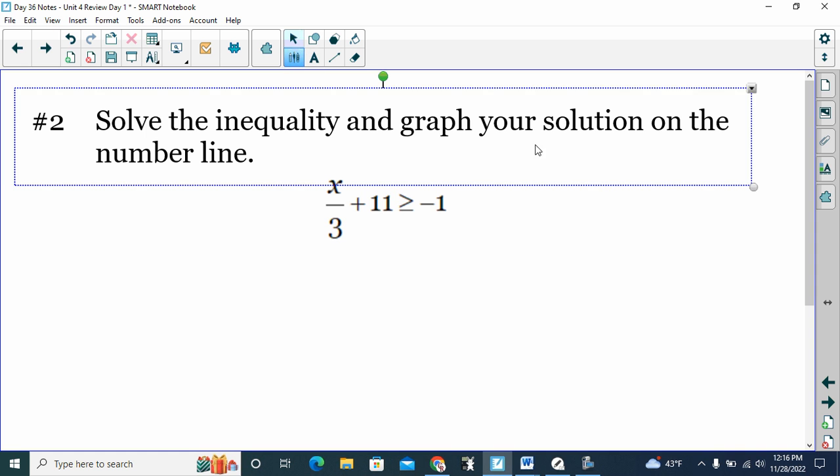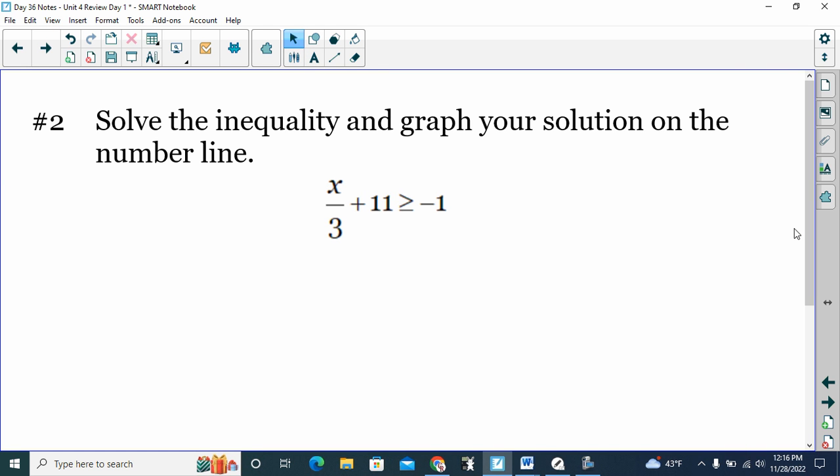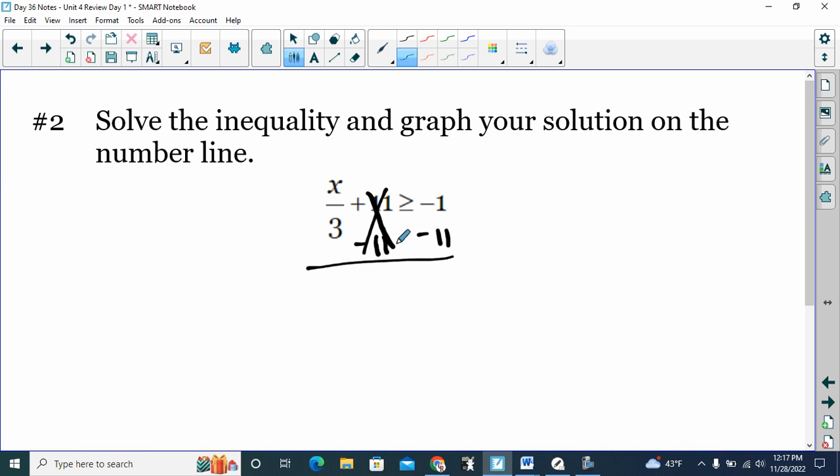Number 2, same instructions, solve the inequality and then graph our solution. We have x divided by 3 plus 11 is greater than or equal to negative 1. We want to start by subtracting 11 from both sides. I get x divided by 3 is greater than or equal to negative 1 minus 11, which is negative 12. We subtracted on both sides. We do not flip the inequality. To cancel division, we multiply both sides by 3.